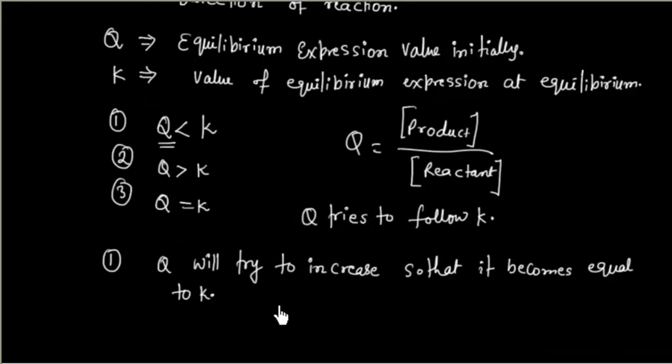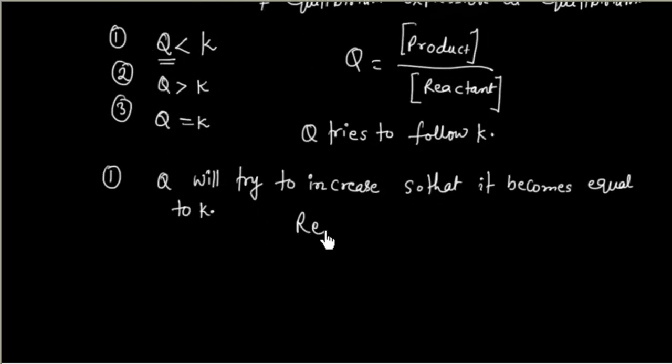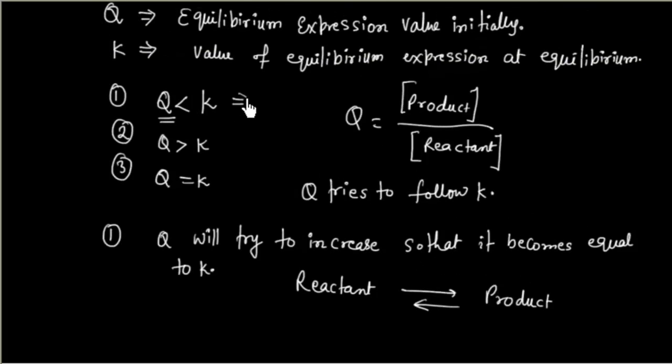And this is possible only if I increase Q, that is, I have to increase the product. If I have reactant on this side and product on this side, then I have to increase the amount of product, that is, the reaction will go in the forward direction, in the right direction. So in this case the reaction will go in the forward direction.